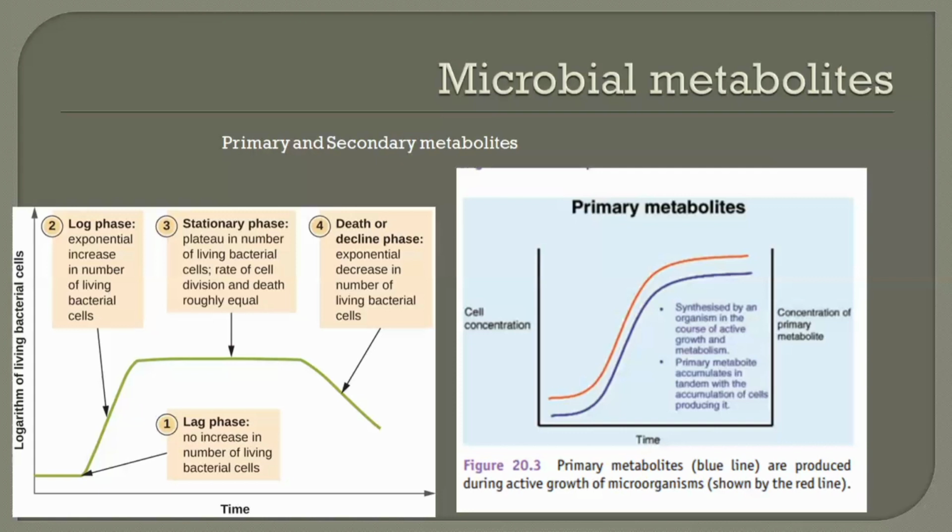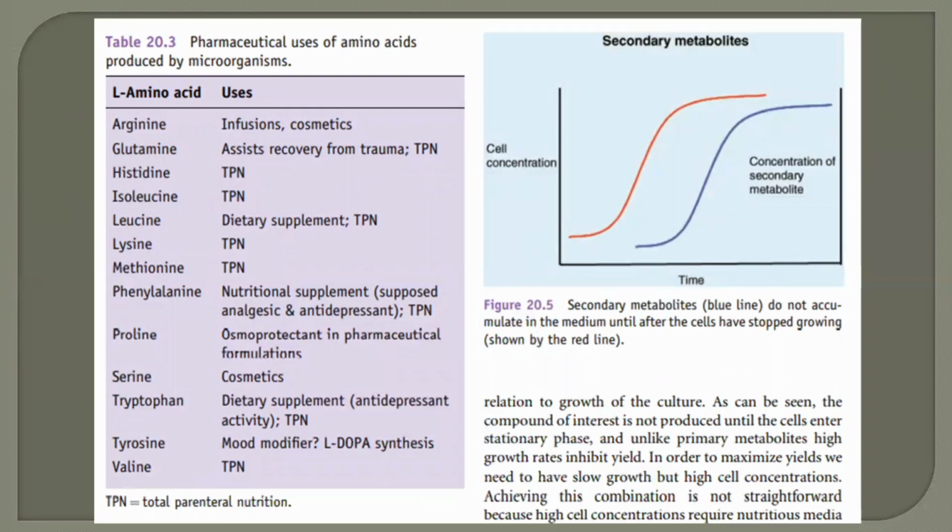And there is the log phase, in which there is an exponential increase in the number of living bacteria. Number 3 is the stationary or plateau phase, in which there is a constant growth rate of bacterial cells. And finally, the 4th is the death phase, in which there is an exponential decrease in living bacterial cells. Secondary metabolites are those that do not accumulate in the medium until after the cell has stopped growing.